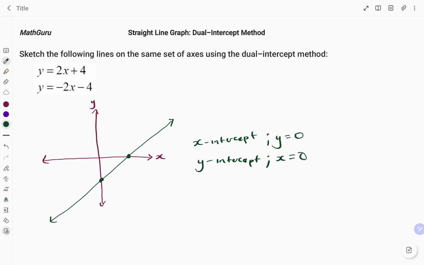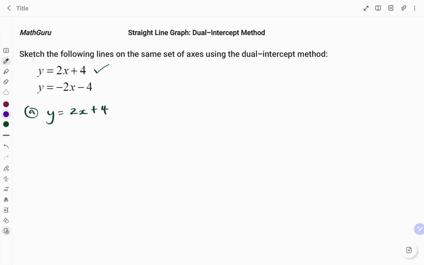So for the x-intercept, we have values of x, and the value of y is equal to 0 when I'm writing my ordered pair. And likewise, for my y-intercept, I have the value of x equal to 0, and then I have the value of y. Going back to the question, we had to sketch the following lines on the same set of axes using this dual-intercept method. I'm going to start with the first equation of a straight line. I have y equals 2x plus 4.